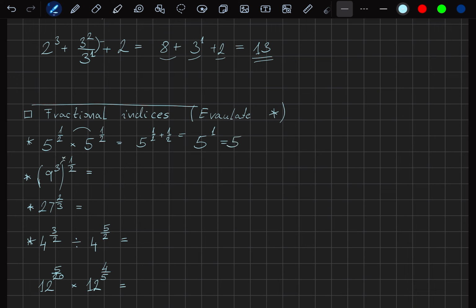We just multiply them. We multiply by a whole number of fraction, then I multiply the numerator. So 9 to the power 3 over 2. It will be 9 to the power 3 under the square root.